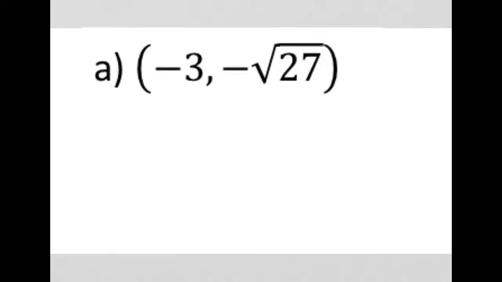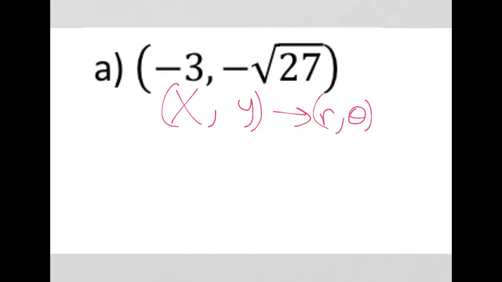Alright, problem number 2a. We want to take this Cartesian point, x comma y, and turn it into a polar point, r comma theta. In order to do so, we need to use the relationships that we came up with in part 1. To find r, we will use our relationship r squared equals x squared plus y squared, which came from the Pythagorean theorem. And then we will use the relationship theta equals tan inverse of y over x.